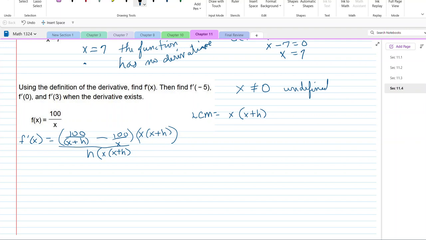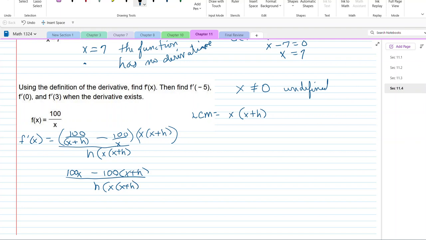Now, if I multiply this to that, I'm going to be left with 100x. And if I multiply this times that, I'm going to end up with 1 minus, I'm sorry, 100 times the x plus h. And this is divided by h times x times x plus h.